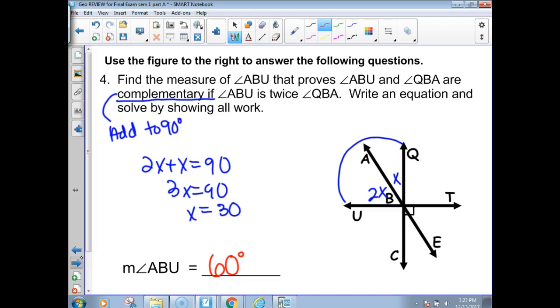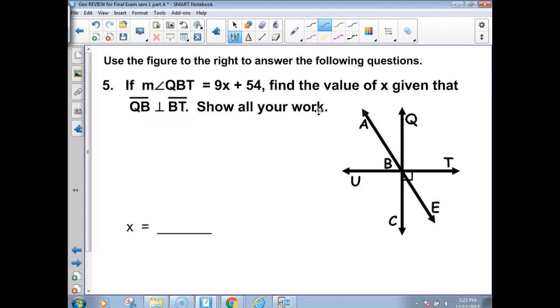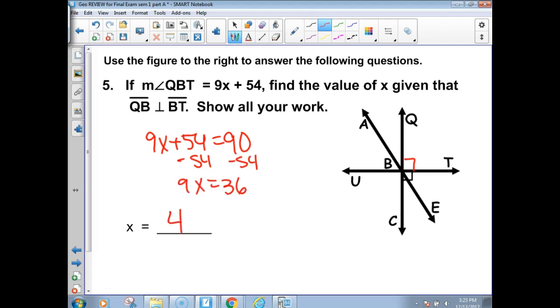Number 5, if QBT is 5x, wait, where's QBT? QBT, oh, that's going to be 90. So I already know 9x plus 54 equals 90. It did say that QB is perpendicular to BT, which means there has to be a right angle there. When you solve this, subtracting 54, you get 36. 9x equals 36, so then you divide by 9 and get 4. Feel okay about that one now?